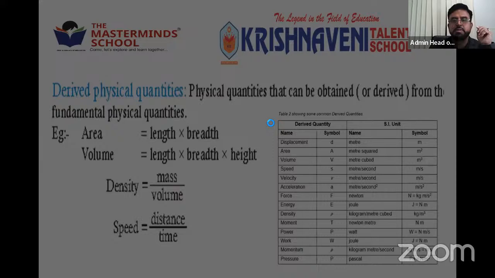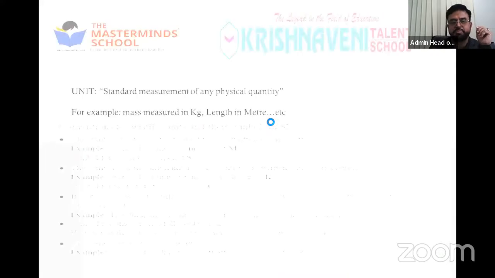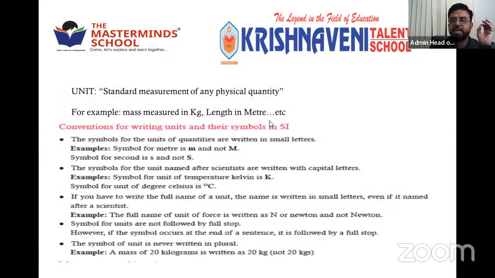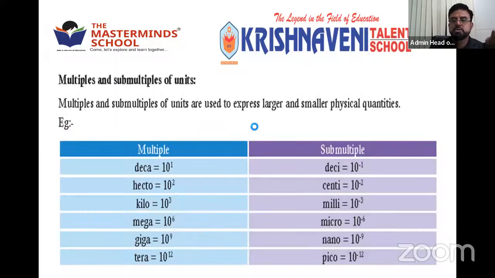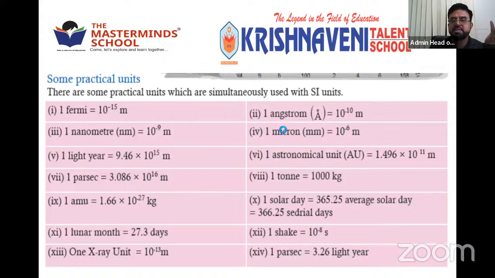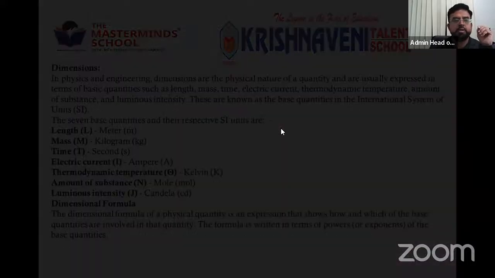Everything else is the same, about measurements, physical quantities, fundamental quantities, and derived quantities, which you learned in earlier classes. But what is new is dimensions. A unit is a standard measurement of any physical quantity, and there are some conventions or rules to write the units. You have to follow those rules. These are the prefixes used with units, and some conversions we have seen.